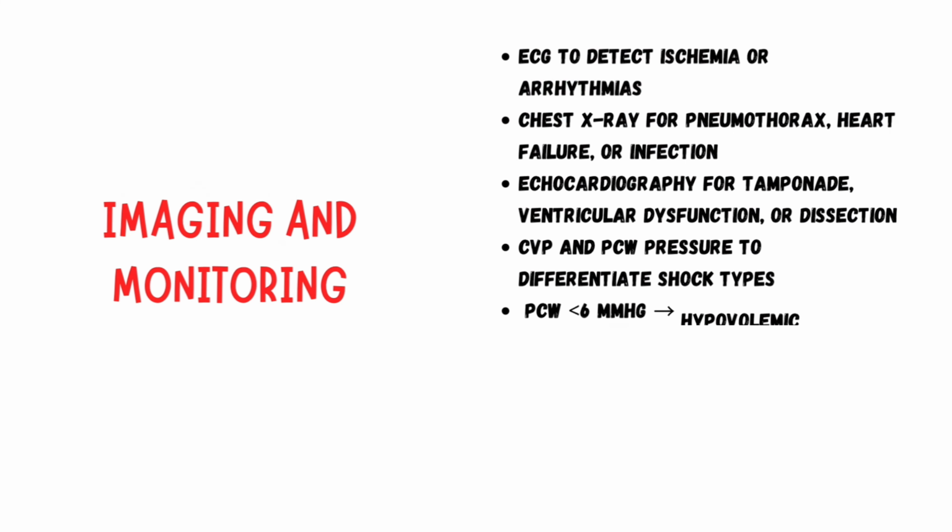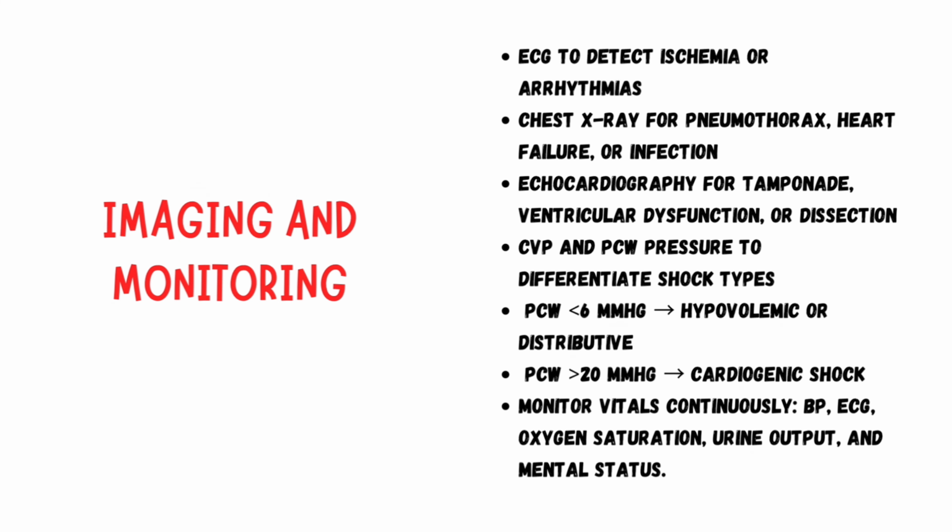Now, imaging and monitoring. We can use ECG for arrhythmia and ischemia. We should use chest X-ray in case of pneumothorax or heart failure. We can also do echocardiography in case of cardiac tamponade, ventricular problems, or aortic dissection.